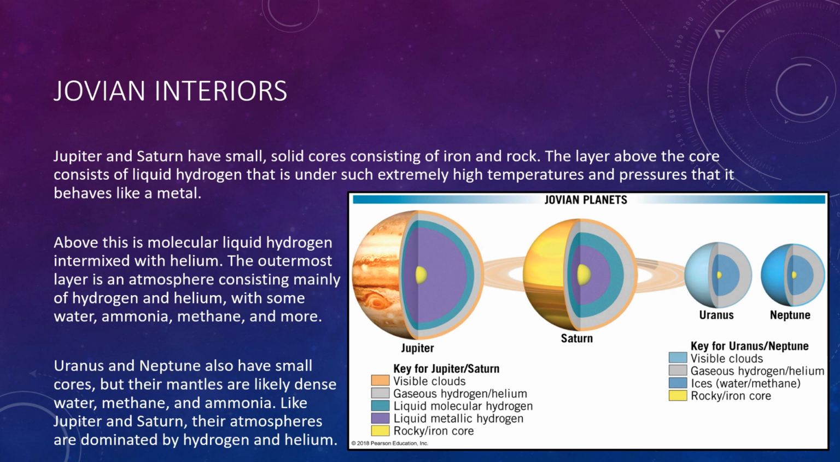Uranus and Neptune also have small iron-rich, rocky cores, but their mantles are likely hot, dense water, methane, and ammonia. Like Jupiter and Saturn, they have atmospheres dominated by hydrogen and helium gases.